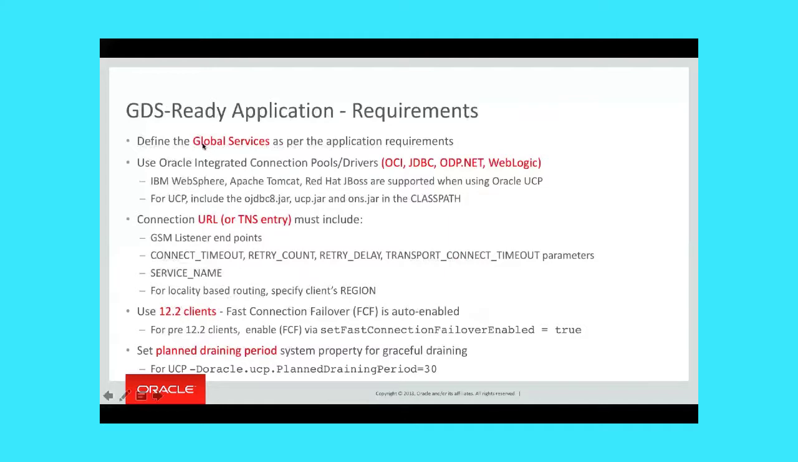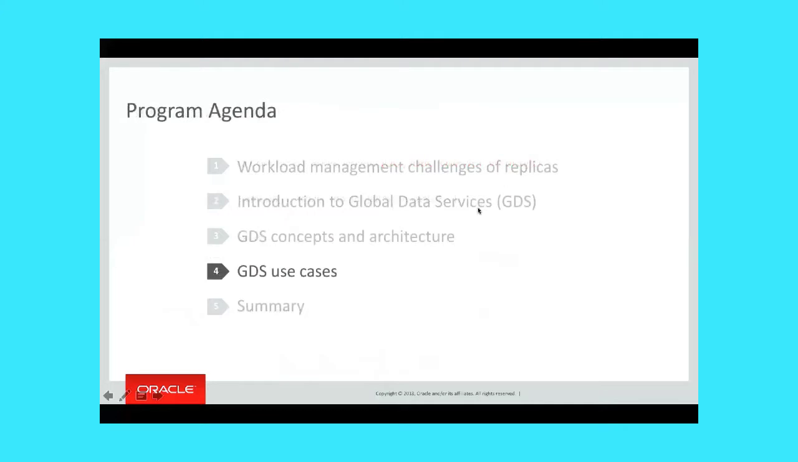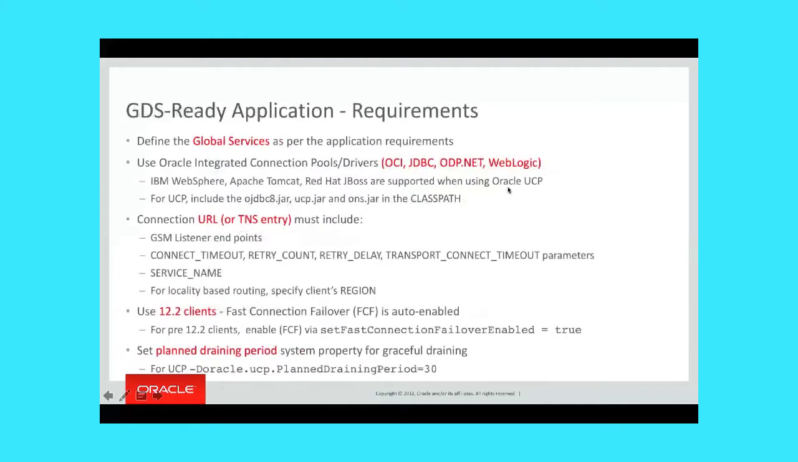So first things first, we talked about how you have to have a global service for a GDS-enabled architecture. You would want to use Oracle integrated connection pools: OCI, JDBC, ODP.NET, and WebLogic. We also support third-party Apache Tomcat, WebSphere, JBoss as well. But if you want to use those, we recommend that you use UCP as a data source. And then the connection URL, the TNS entry, should include the GSM listener endpoints, the MA best practices on the timeouts and the retry delays, the global service name, and the region attribute. We touched on these things in the last slide.